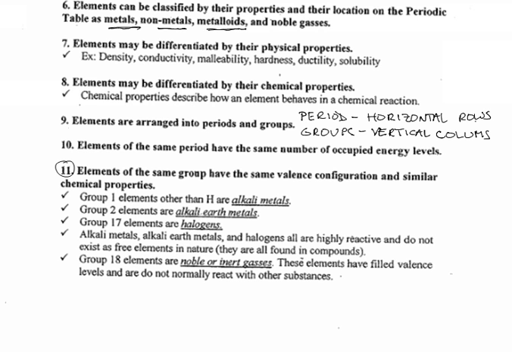If you are in the same group, you are chemically similar. If you are in the same period, your electrons are going into the same principal energy level as you go across the periodic table. You have to know the names of the groups: Group 1, Group 2, Group 17, and Group 18.